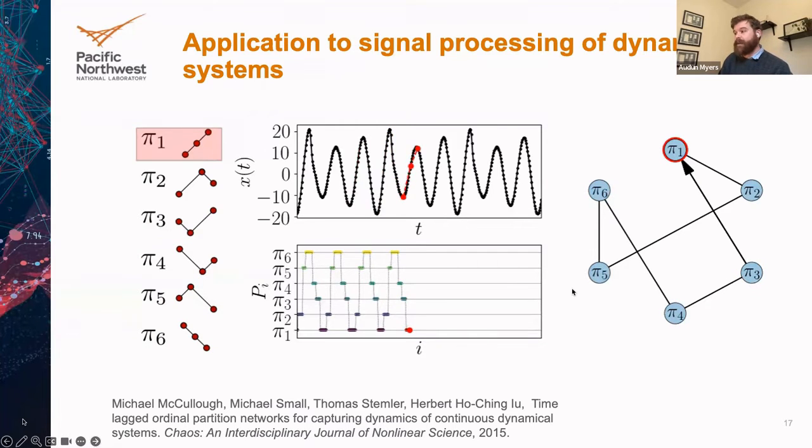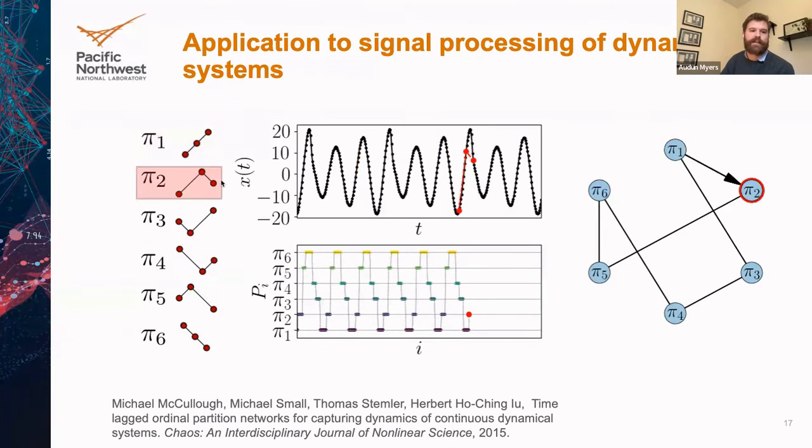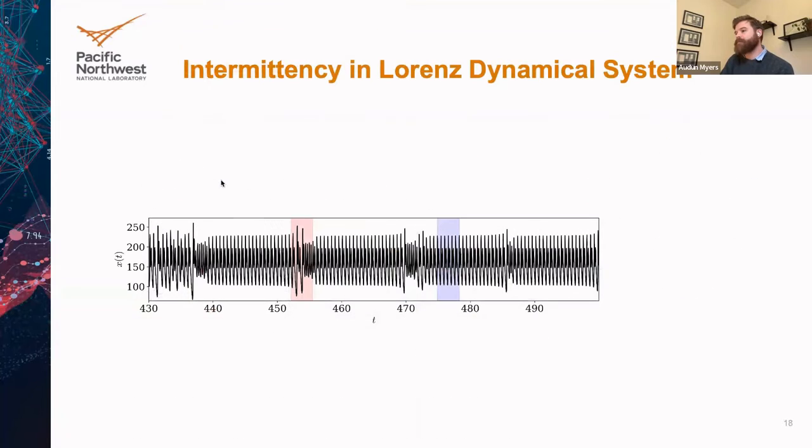Now what I can do is go to higher dimensions than just 3 points. I can do, let's say, 6 points, and then there's 6 factorial different possible permutations. You get a much more complex graph that really captures the dynamics. We use this to study what's called intermittency, and we use this specifically in the Lorenz dynamical system as a test case. The goal of the intermittency problem is that you have time series data that transitions from chaotic dynamics to periodic dynamics.